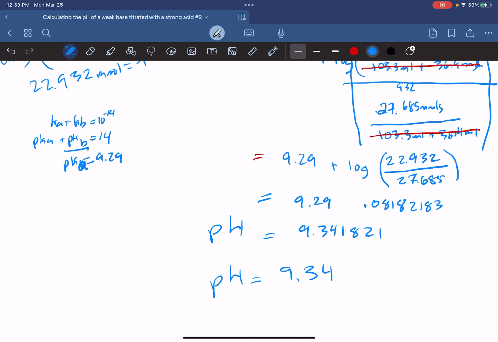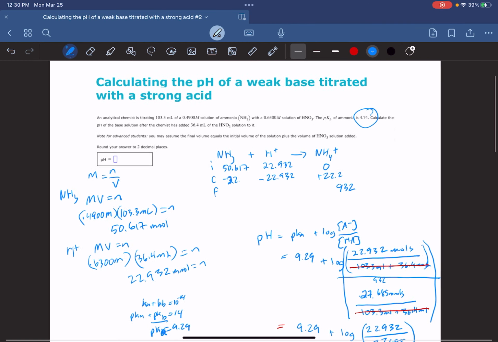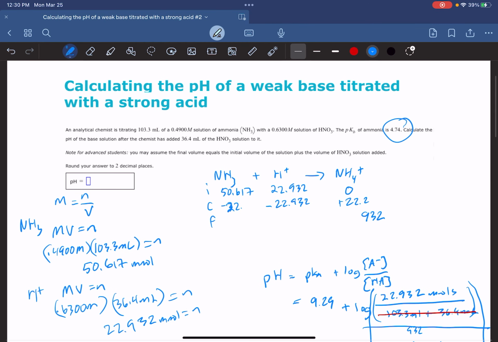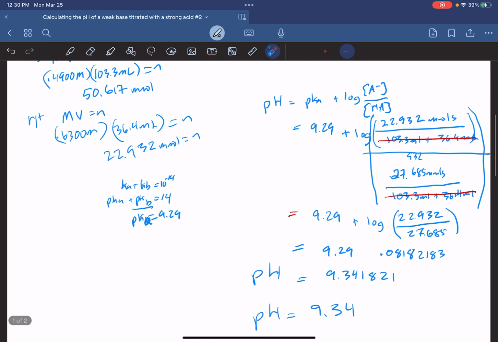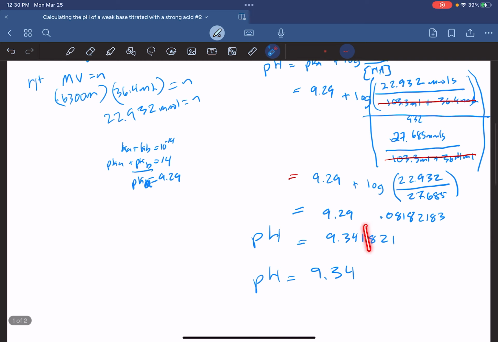9.34. Now let's just verify whether or not, in the original problem, we would have used only two significant figures. Right off the bat, we have four significant figures here, four significant figures here, four significant figures here, and three significant figures here. So our answer should have had three significant figures. So we would have made the cutoff right here and called it 9.342.